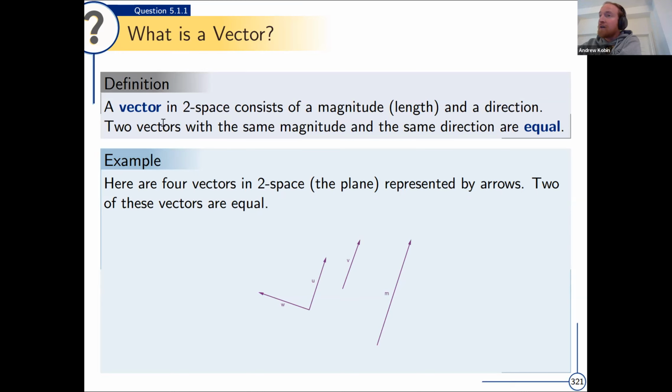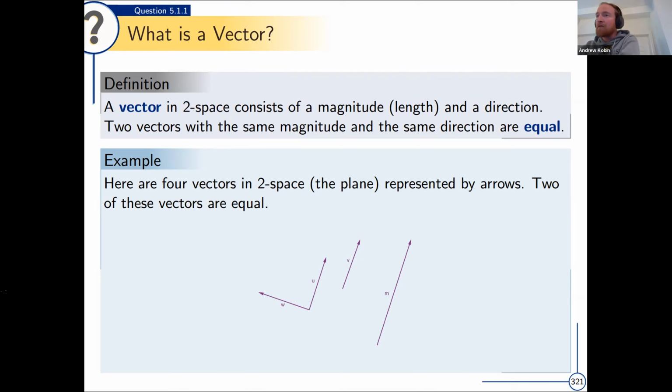So by definition, we call these the same vector, even though we've drawn them in two separate locations. Those are the only two vectors in this picture that are the same. W has a different direction than all of the other vectors, and m has a different length or magnitude than all of the other vectors. So u and v are equal, w and m are two separate vectors. So we really have a picture here with four different arrows, but only three different vectors drawn.